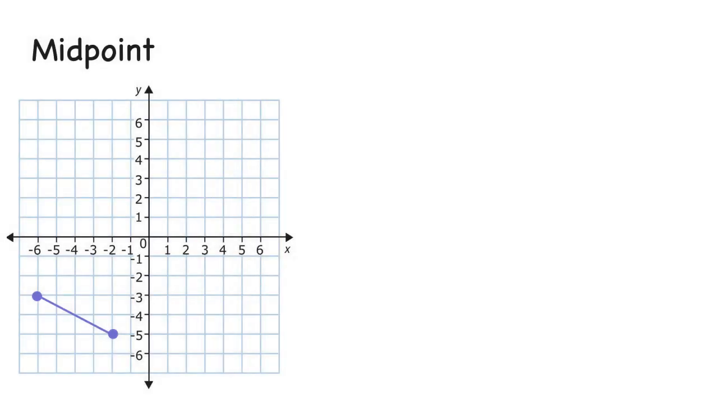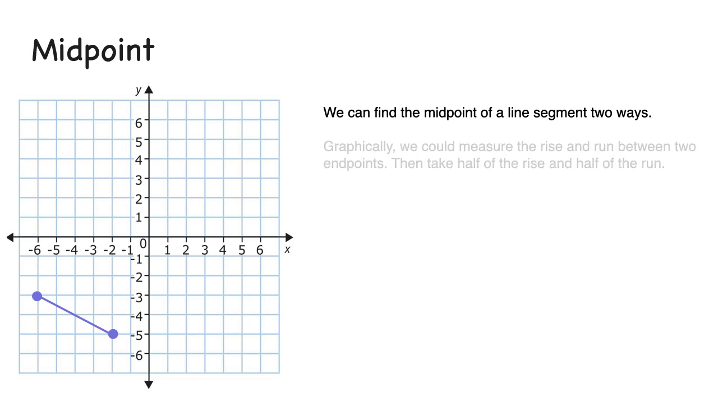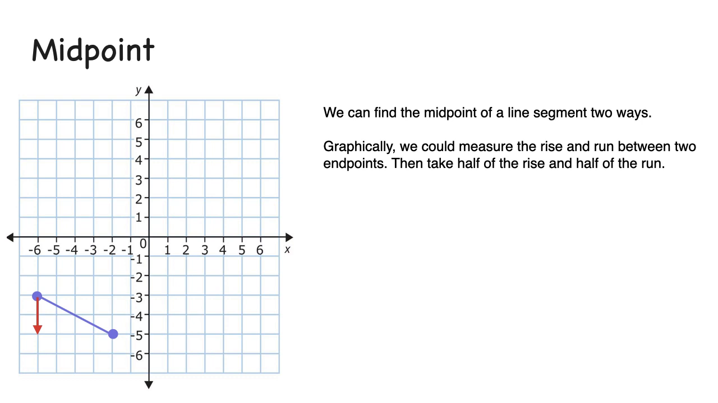Now let's think about midpoint. Midpoint is the middle point of a line segment. We can find it 2 ways. We see a line segment that's shown on the coordinate plane here. Graphically, we could measure the rise and run between these 2 endpoints and then take half of the rise and half of the run. So here's an example.